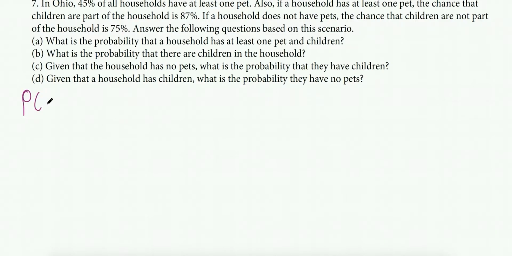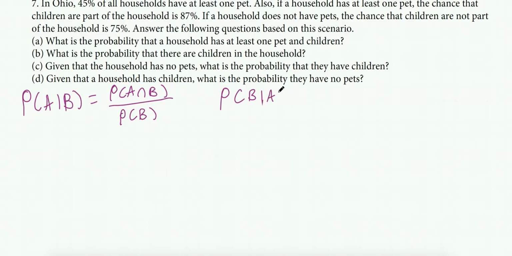The probability of event A given, which is denoted by this line, given event B, equals the probability of event A and B all over the probability of just event B. And we have another formula: the probability of event B given event A equals the probability of event B and A all over the probability of A. To memorize these formulas, the last event, which is after this line, is always the denominator.